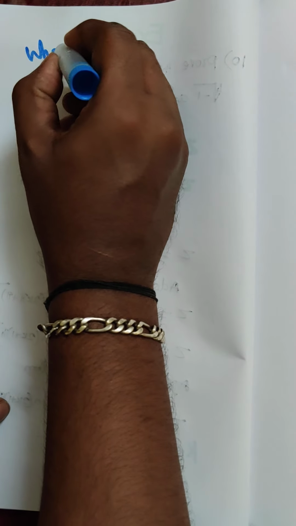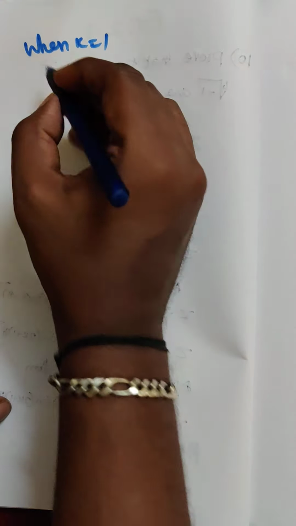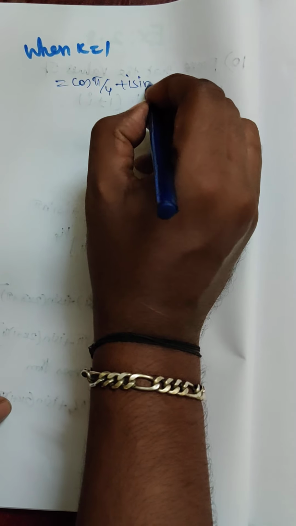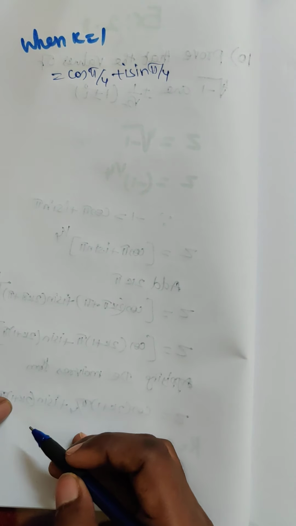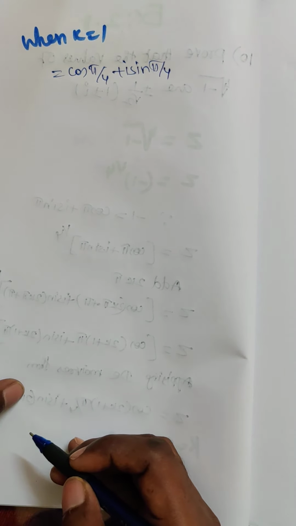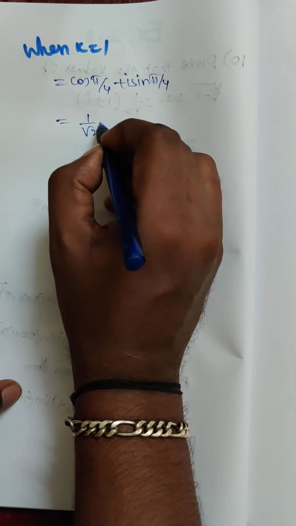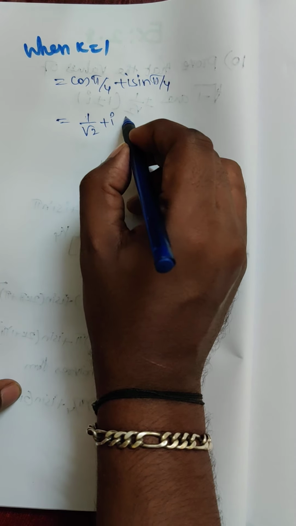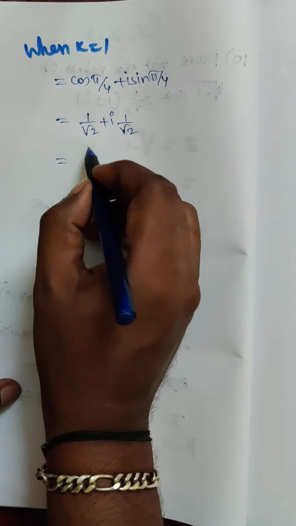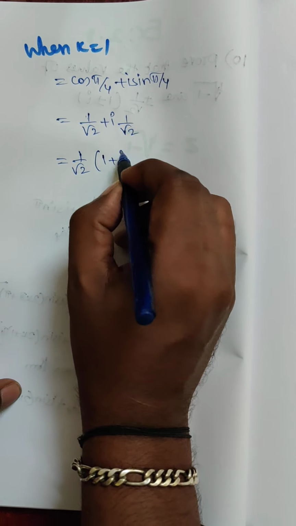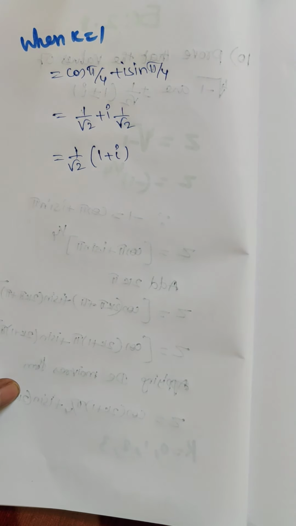So cos pi by 4 plus i sin pi by 4, that is the value of cos 45 degree, 1 by root 2, plus i sin 45 degree, also 1 by root 2. Now I am going to take 1 by root 2 outside. So what we get is 1 plus i.